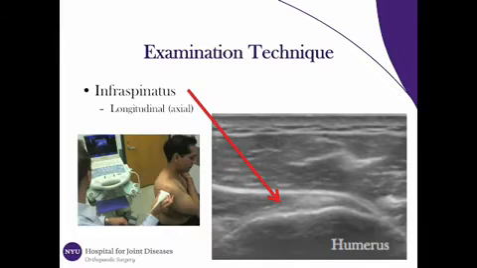The infraspinatus tendon is the next structure to be imaged. This is done in the longitudinal plane. To image the infraspinatus tendon, the patient is rotated slightly on the swivel stool to allow access to the posterior lateral aspect of the shoulder. The image obtained should be similar to the one on the right-hand side of the screen. The infraspinatus is demarcated by the red arrow.